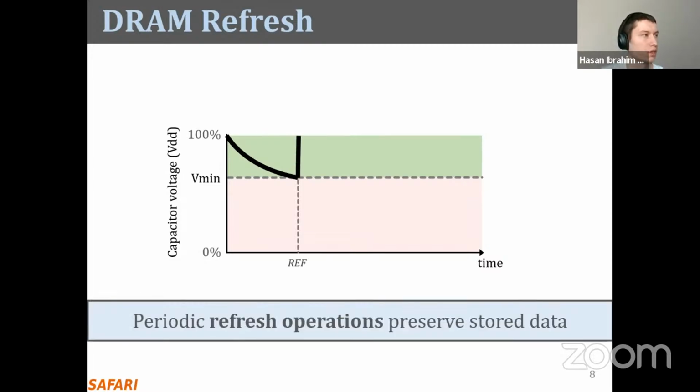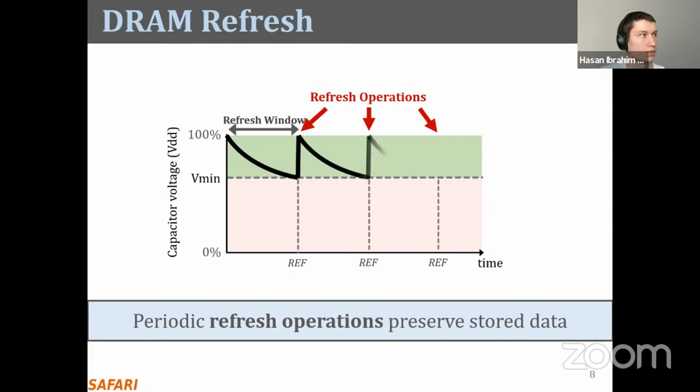without any bit flips. And so in the worst case, this is the point where the memory controller or the DRAM chip has to refresh this DRAM cell in order to prevent too much charge leakage. Periodic refresh operations preserve the stored data, and these periodic refresh operations happen at fixed intervals as depicted here.